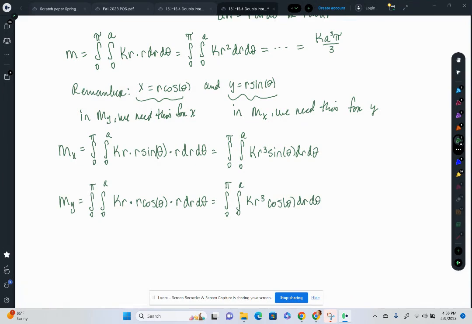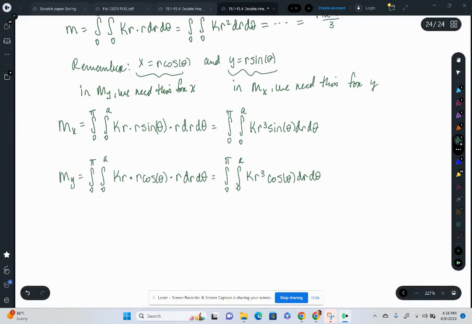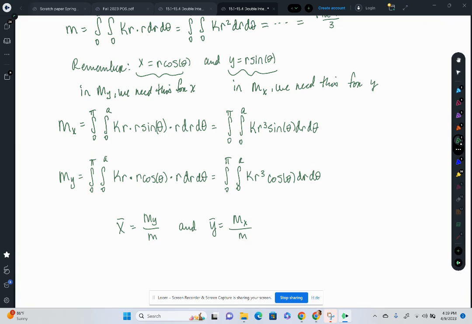All right, so you would calculate these 3 integrals, and then finally you would have that x bar would be equal to m sub y over m, and y bar would be equal to m sub x over m. Okay, so the moment about y over the mass and the moment about x over the mass. It's a lot of calculation. There's a lot of room for error. It's a bit tedious.